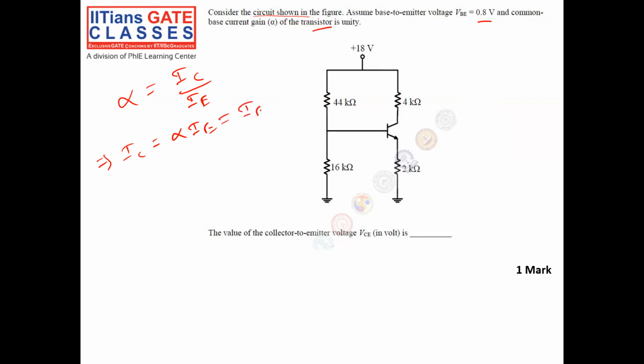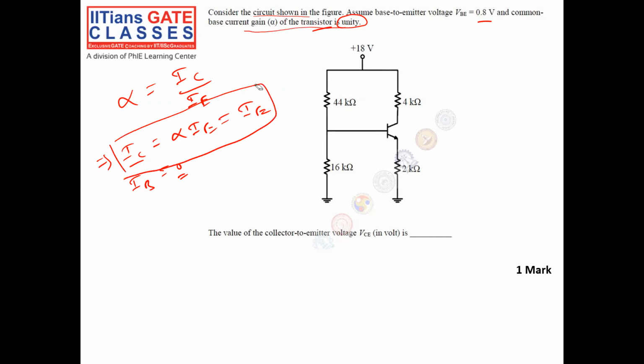IC is equal to IE. So when IC is equal to IE, I can say my IB is equal to 0. It means IB is very small, it cannot be exactly 0, so you can assume it to be 0. It's extremely small. So the collector current is equal to the emitter current. This is the assumption of the current gain alpha being unity. So this is the first assumption.